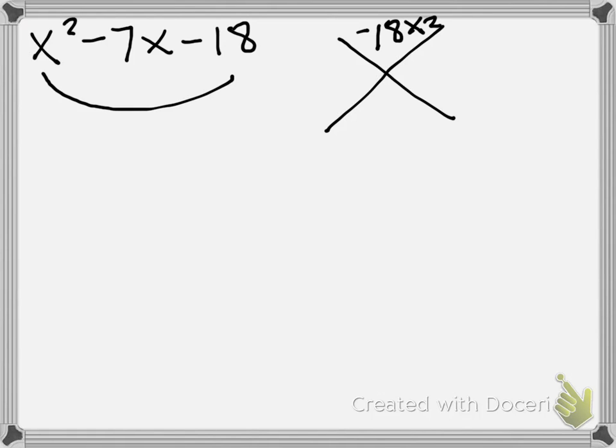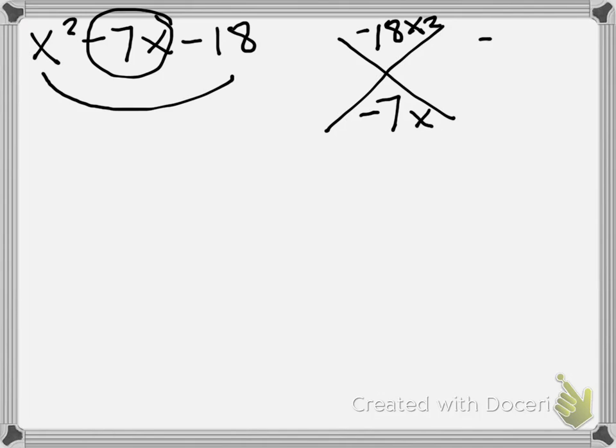That's going to go in the top of our diamond. And then in the bottom of our diamond, we're going to put our middle term, negative 7x. So what we want to figure out is what multiplies to negative 18x squared, but its factors add up to negative 7x. So I'm going to start listing out factors of negative 18.